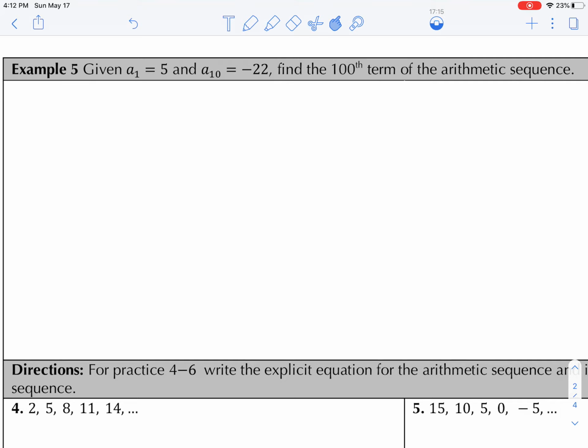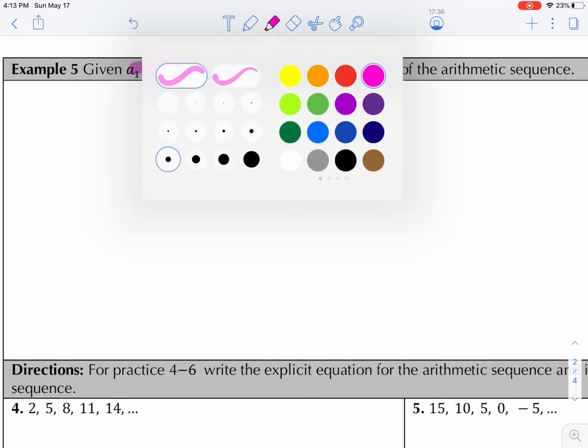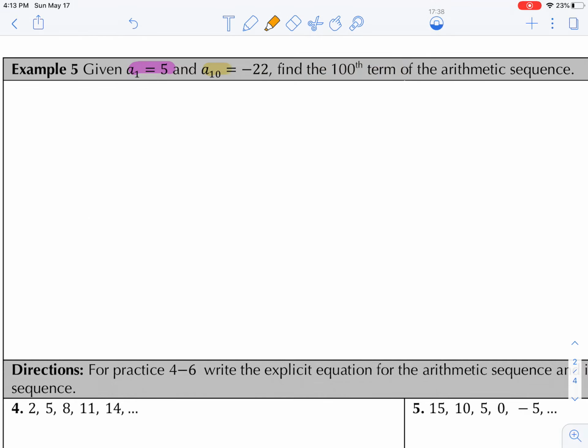But here I want to take advantage of the opportunity to give you a little bit of a visual of what's happening. So notice right away we have a big difference in the setup of this question, right? We're not given a list of numbers. Rather, we're given two numbers. We have our first term, our a sub 1 term here, which is 5, and our 10th term, a sub 10 equaling negative 22. And we're asked to find the 100th term of the arithmetic sequence.